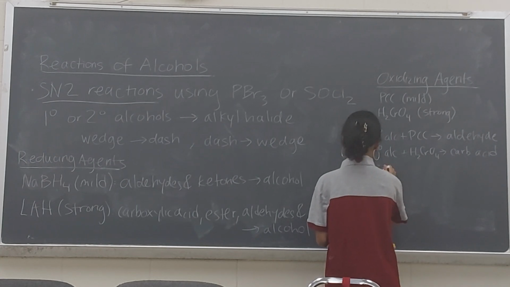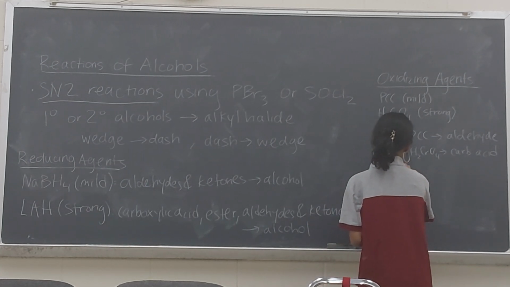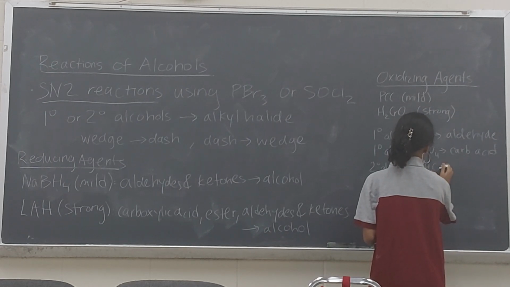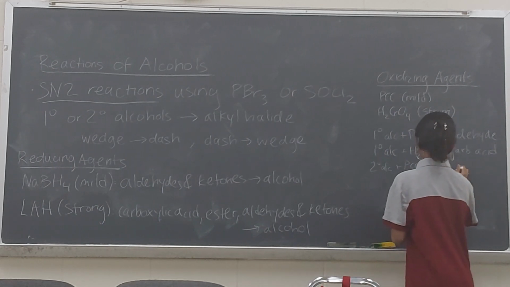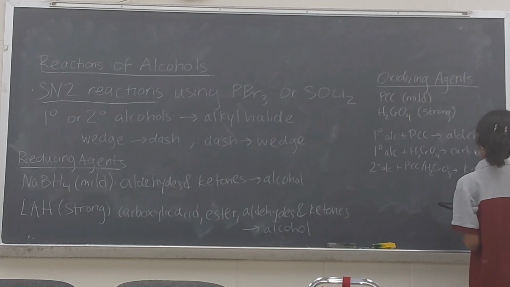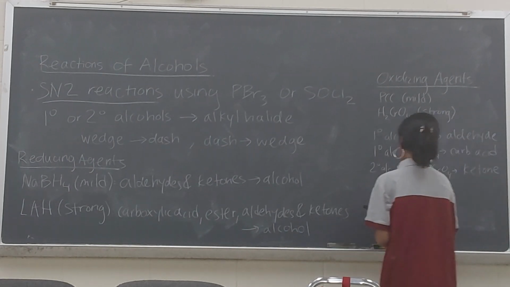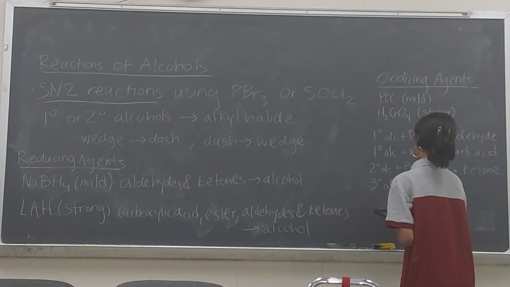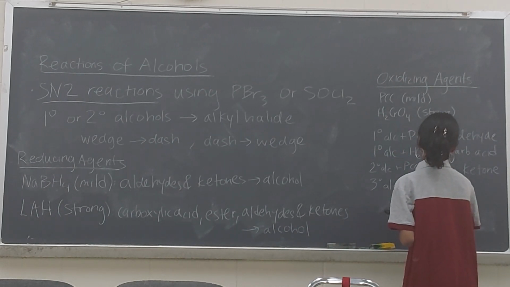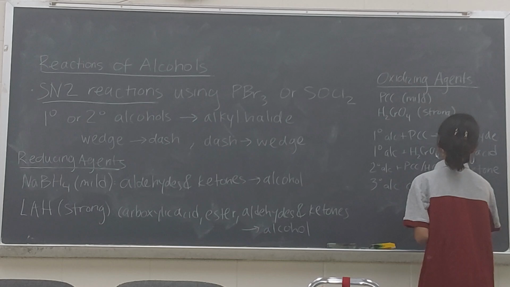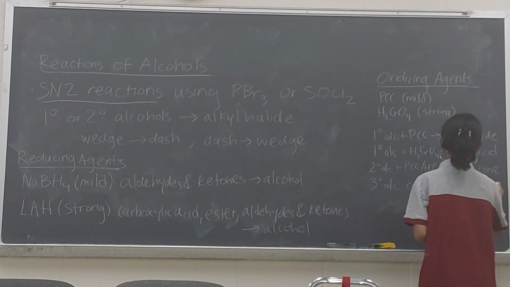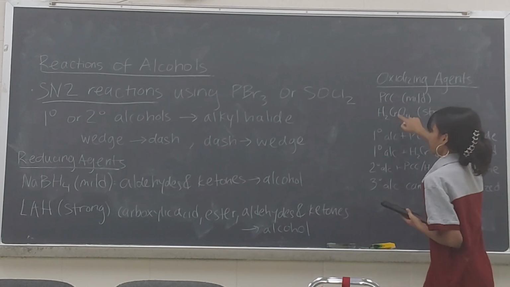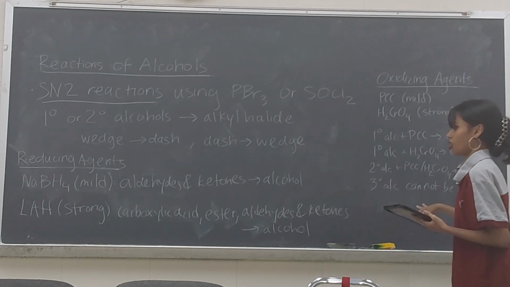A 2 degree alcohol with either will become a ketone, and 3 degree alcohol cannot be oxidized. So if you see a 3 degree, a tertiary alcohol react with either of these, it'll just remain alcohol.